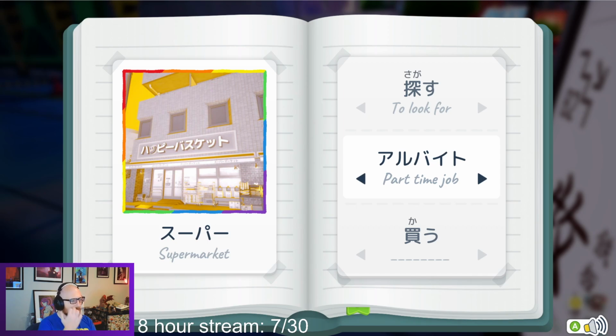Oh, I didn't actually say what this was. アルバイト is part-time job. バイトする is to work a part-time job. 買う is to buy things. So, 買う is a godan verb.